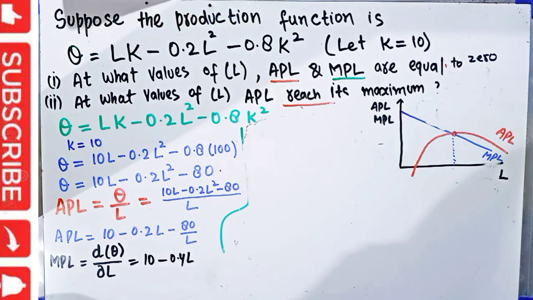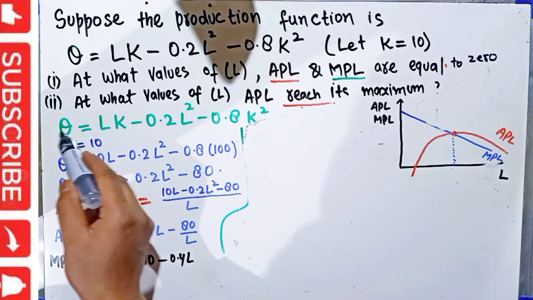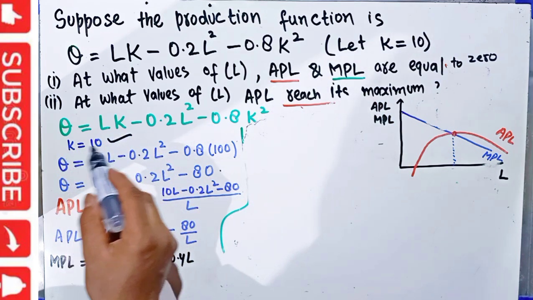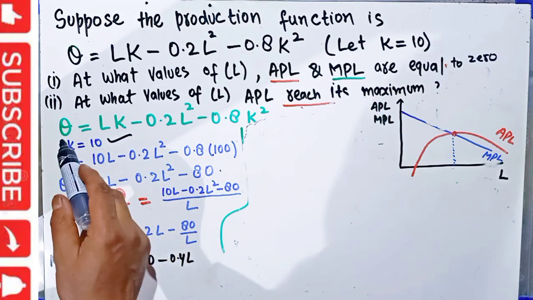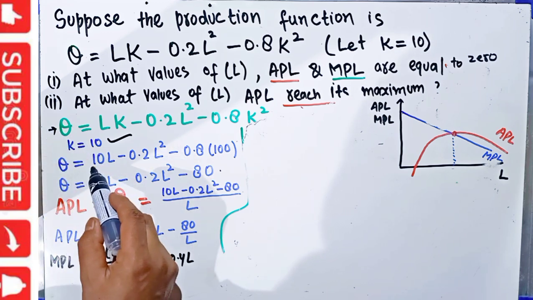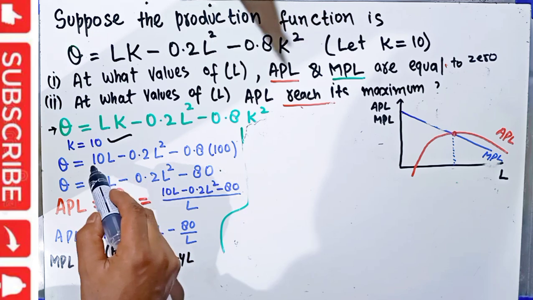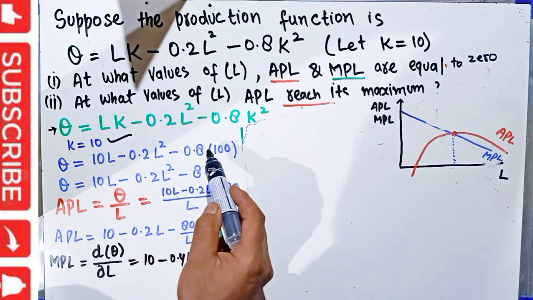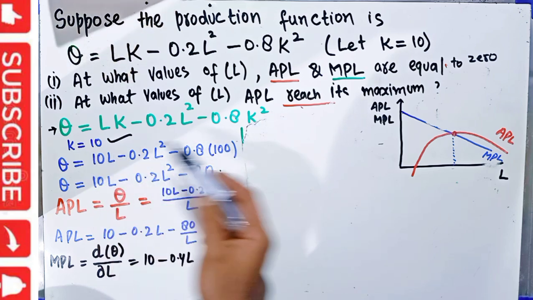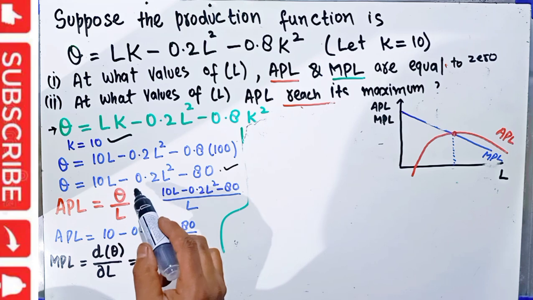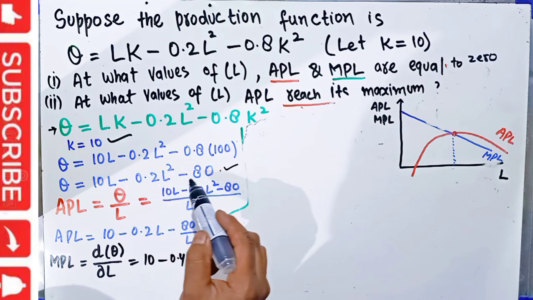Okay, so we have this production function. Now we are told K = 10, which means capital is fixed. So we plug K = 10 into the given production function. In place of K we have 10, so we have 10L - 0.2L² - 0.8K², and K² means 10², which is 100. So our production function becomes 10L - 0.2L² - 80.